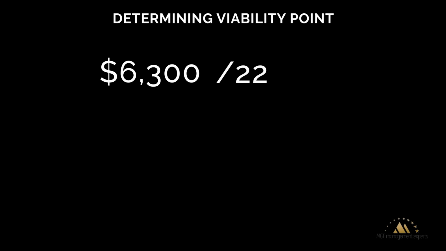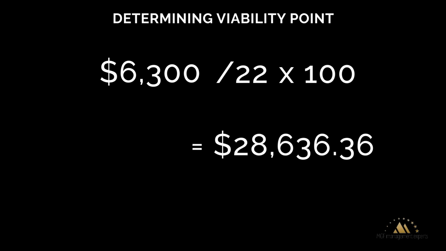So using the scenario we just went over, we have to figure out what this doctor's viability point is. So how do we figure it out? We've agreed to guarantee this doctor $6,300. So we have to determine what $6,300 is 22% of, because that's what we've told this doctor that we're going to give them as a percentage. So we do the math. How do we figure this out? We take $6,300, we divide it by 22, and we multiply it by 100. And what do we come up with? $28,636.36.